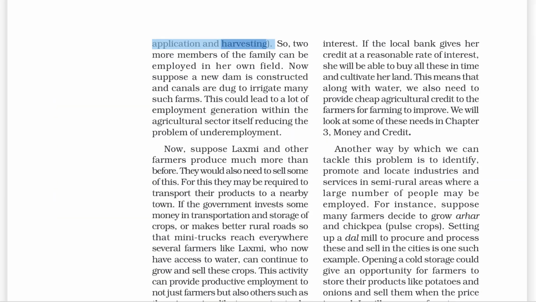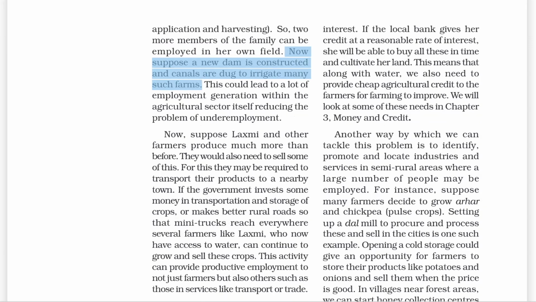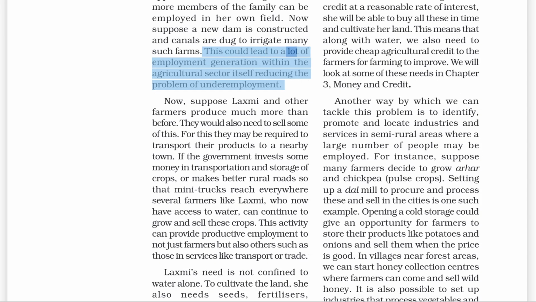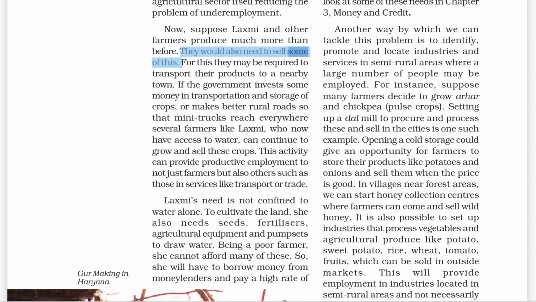So, 2 more members of the family can be employed in her own field. Now suppose a new dam is constructed and canals are dug to irrigate many such farms. This could lead to a lot of employment generation within the agricultural sector itself, reducing the problem of underemployment. Now, suppose Lakshmi and other farmers produce much more than before. They would also need to sell some of this.